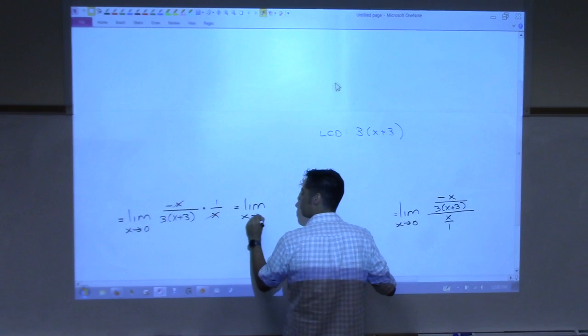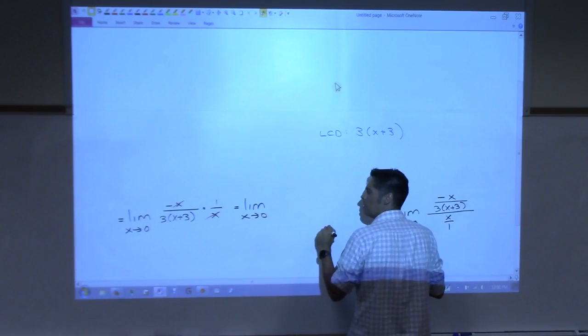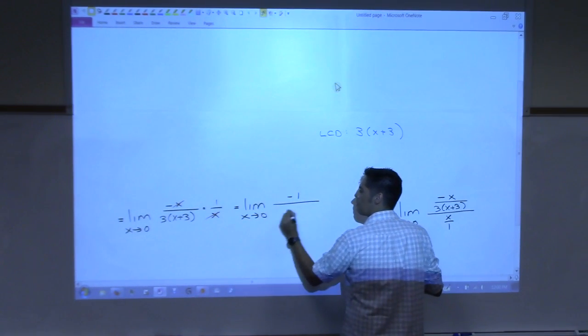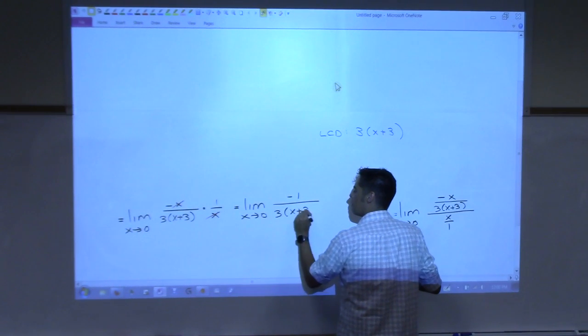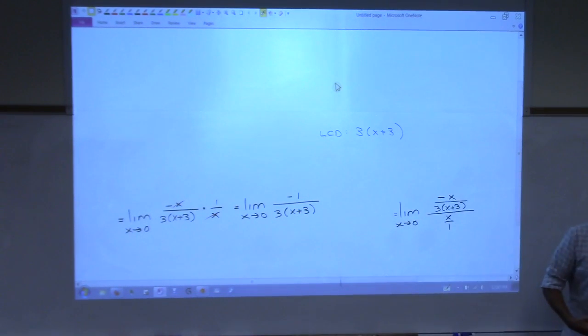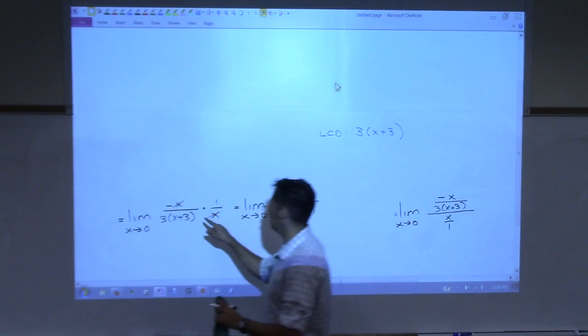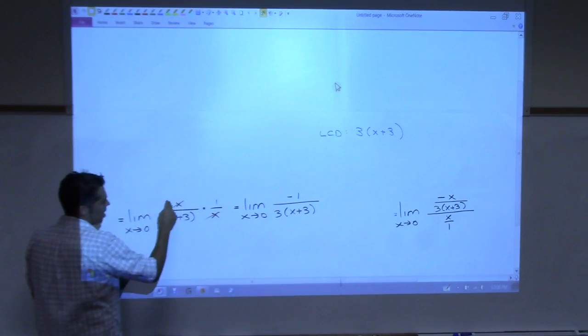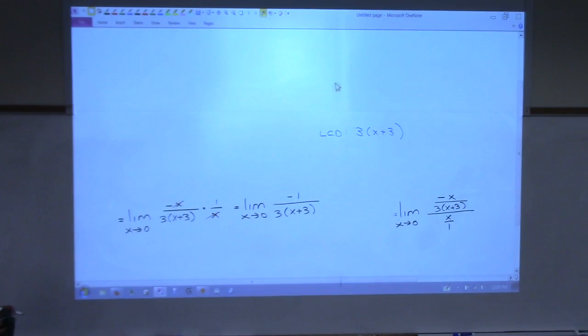Limit x goes to 0. What do we still have on top? -1. -1 over 3 times x plus 3. Something like that. Why is it -1? Because it was negative x, wasn't it? Okay, so the negative still stayed there. The x just kind of went away.